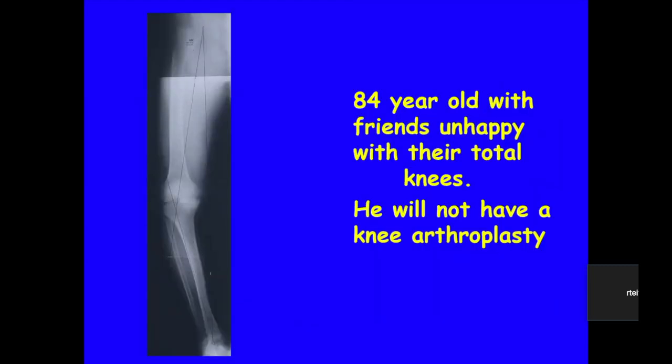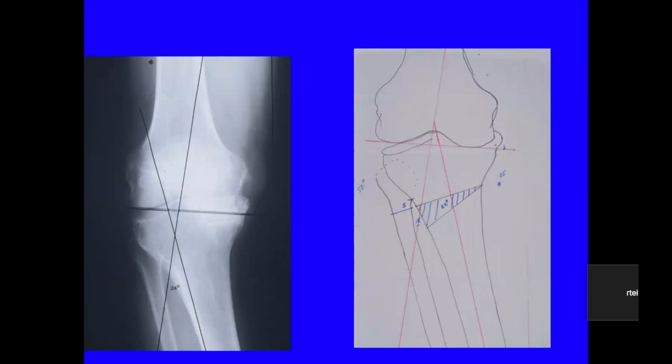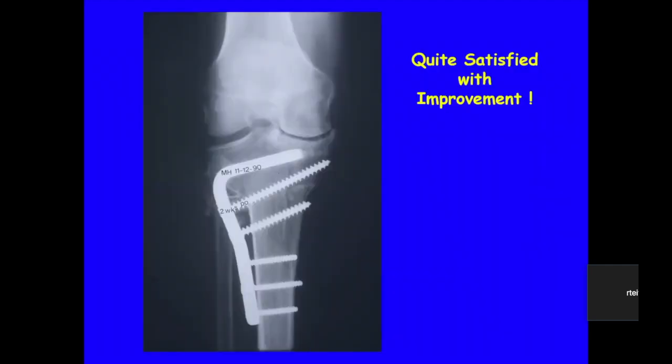Here's an 84-year-old who has a number of friends that are not happy with total knees, so he would like something done, but he will not have a knee arthroplasty, period. So we look at his deformity, and I measured the deformity at 24 degrees and put a closing wedge distally, not to remove quite. Here he is standing, post-op, 2 weeks post-op, not healed all the way. But he's amazingly, for some reason, developed the appearance of a joint space immediately, and he was extremely satisfied after that procedure.